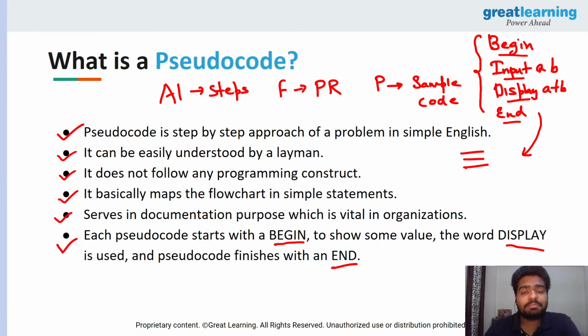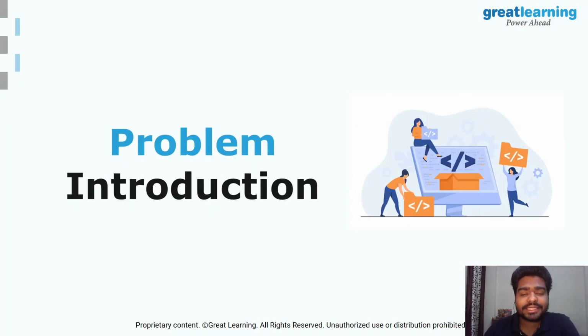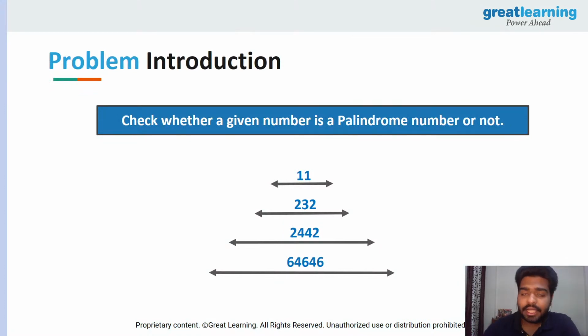Now let's do the implementation, right? Let's go and see what is the problem we will solve now. We have half an hour. Let's do it, right? Now this is the problem which we are going to take. Check whether a given number is palindrome number or not. Now I don't know how many of you know what is a palindrome number. Let me explain you. Let's see what is the question first of all.